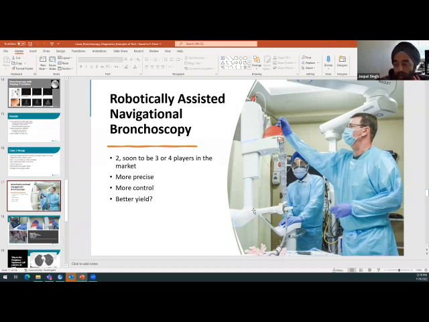This is the robotic bronchoscope, where normally I'm sitting there with my hand moving around and kind of holding things solid. I'm doing a three or four arm procedure with two hands.